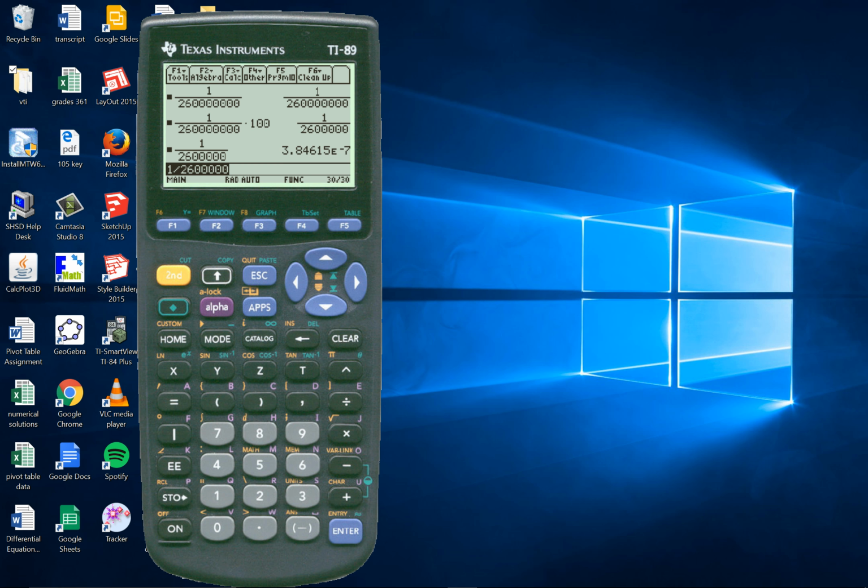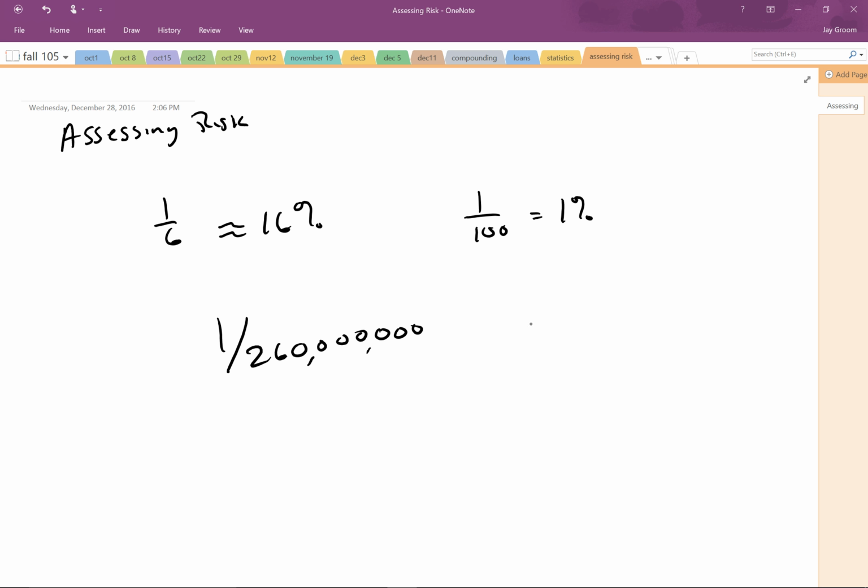And that would be your percentage, 0.0000003, right? That would be the percent. Well, that's ridiculous. 0.0000003% chance of something happening. That doesn't even make sense to me. It's so small, I can't really fathom it.